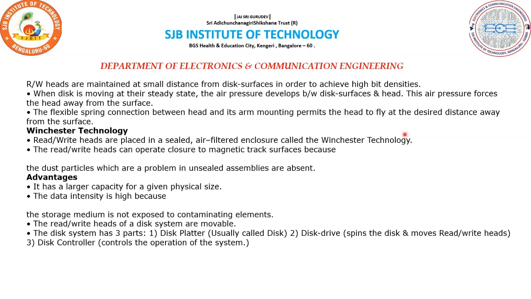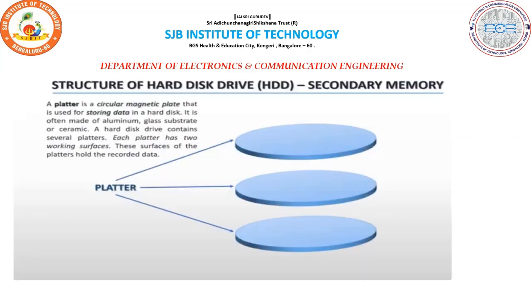The read or write heads of a disk are movable. A disk system has three parts: the disk platter, the disk drive, and the disk controller. This is the platter, the structure of the hard disk drive, which is a secondary memory. The platter is a circular magnetic plate used for storing data in a hard disk, and it is often made of aluminum, glass substrate or ceramic. The hard disk drive contains several platters. Each platter has two working surfaces, and these surfaces of the platters hold the recorded data.